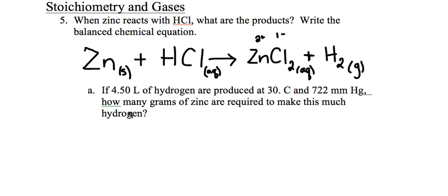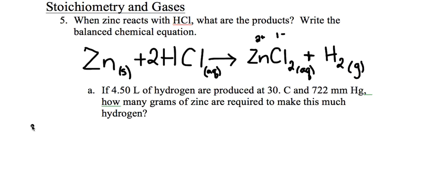Now we need to make sure it's balanced. I start with 1 zinc, I end with 1 zinc. I start with 1 hydrogen and end with 2, so that means I need to have a coefficient of 2 here. That's 2 hydrogens balancing out those 2 hydrogens, and 2 chlorines balancing out these 2 chlorines. So we have a balanced chemical equation. Perfect. Now I'm going to gather my information about that reaction.